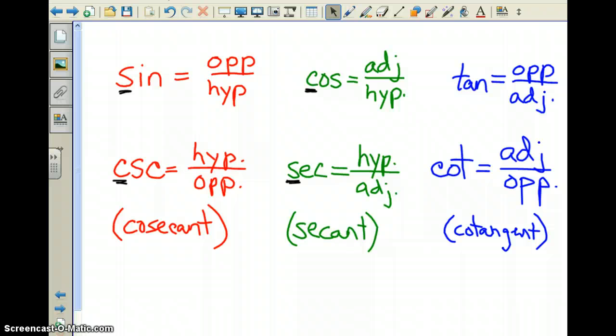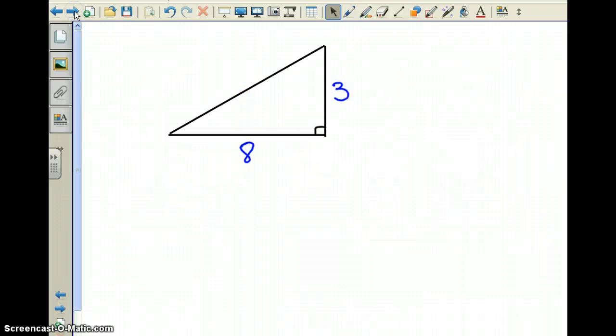So let's put these trig functions into play on a right triangle. So here I have this right triangle. I have not figured out the hypotenuse yet, so we'll need to do some Pythagorean theorem to do that. So 8 squared plus 3 squared will be 64 plus 9, 73. So this would be the square root of 73. And let me also label our angles here just to make this triangle easier to talk about. So let's try triangle ABC.